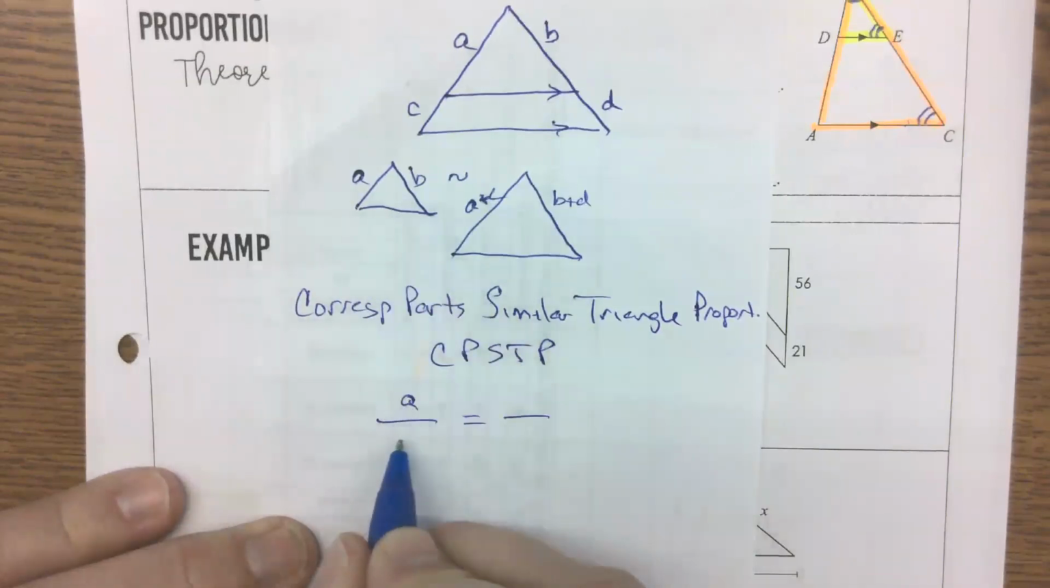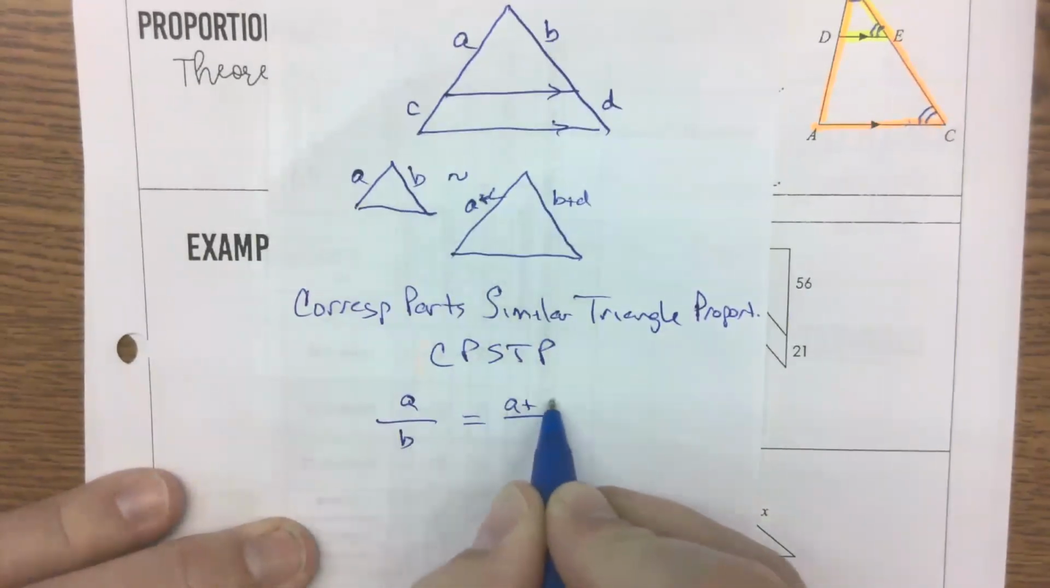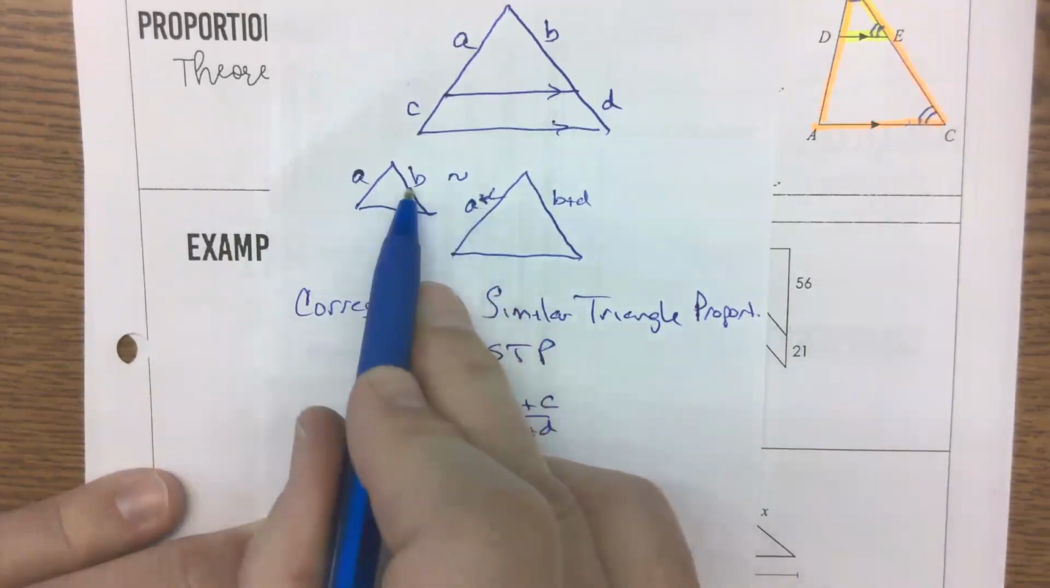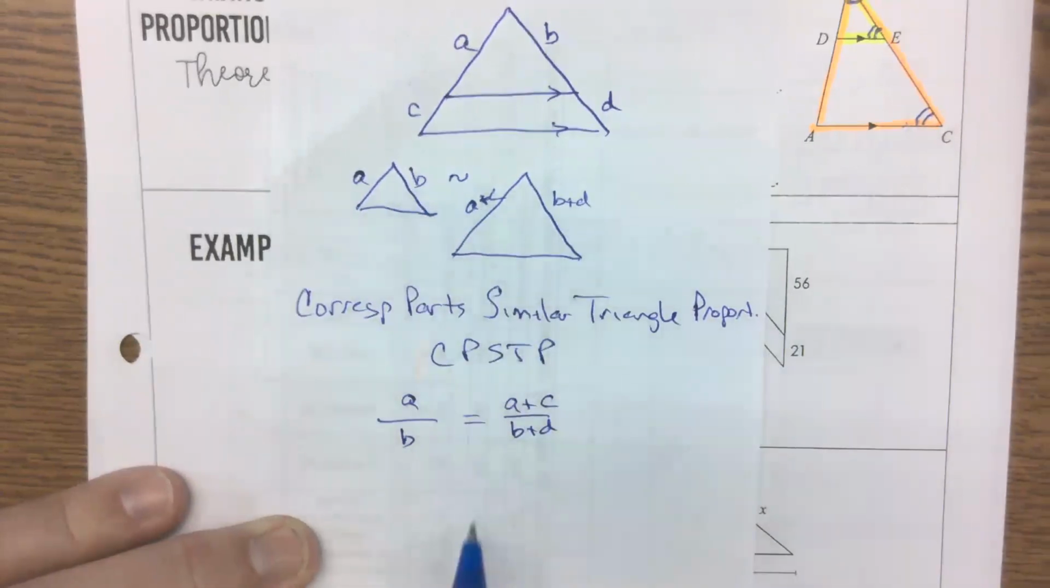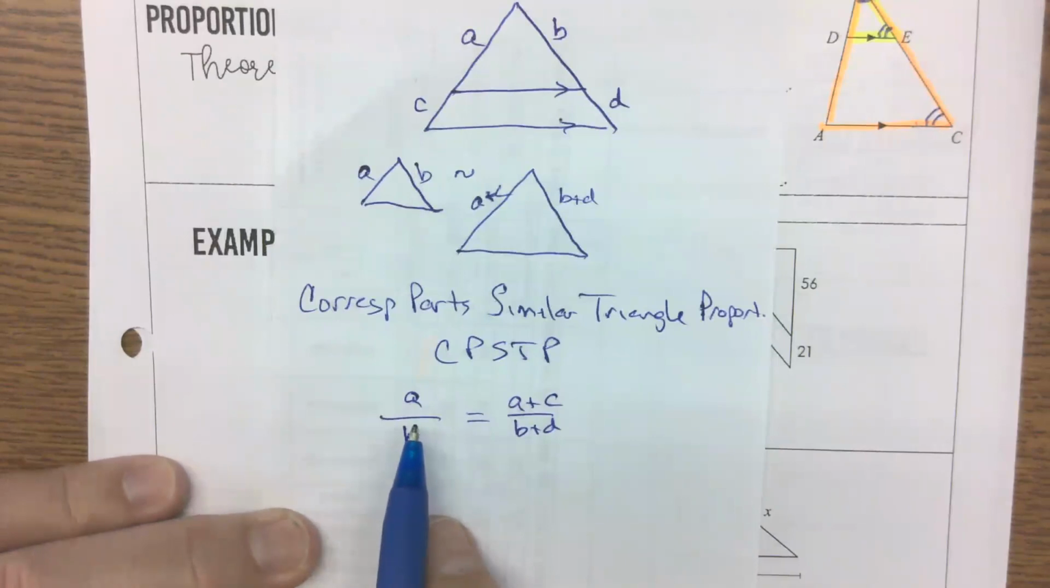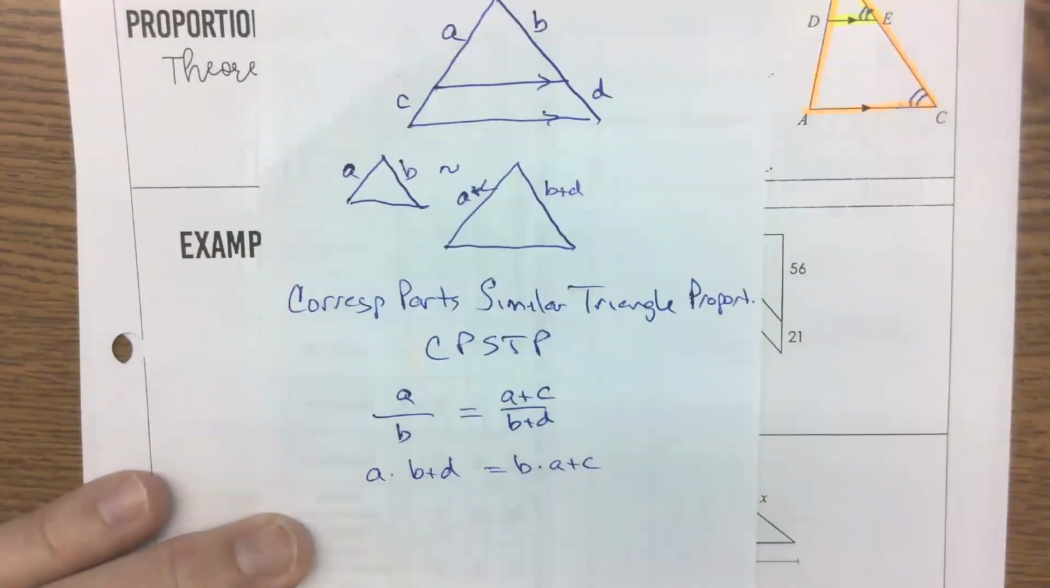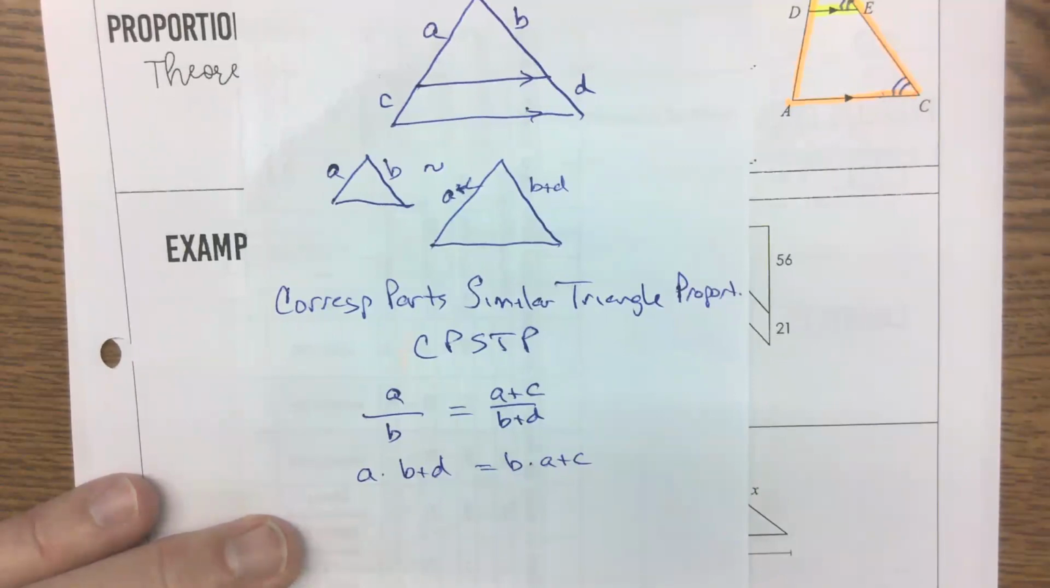A over B. Okay, you can do it that way. Or we could have done A over A plus C equals B over B plus D, right? Now, let's do some cross multiplying. So I'm going to have A times B plus D equals B times A plus C. I'd like you to look at, please, what you should get on this side.